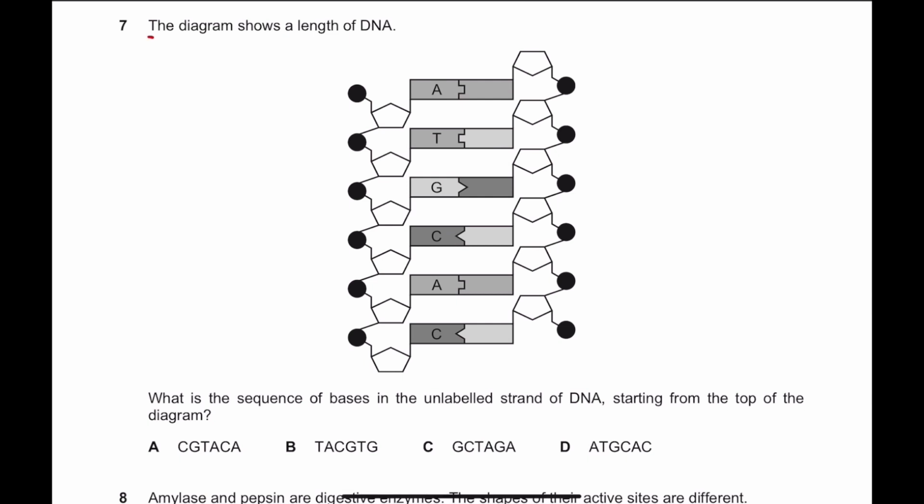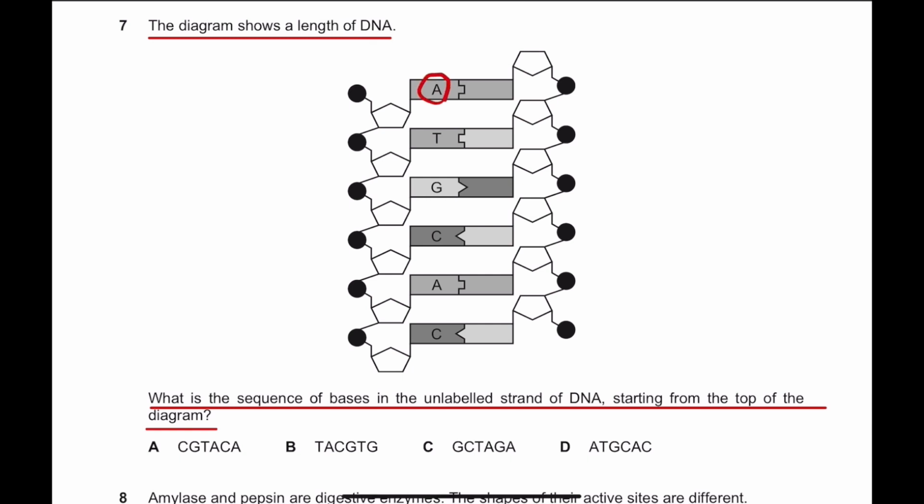Number 7. The diagram shows a length of DNA. What is the sequence of bases in the unlabeled strand of DNA, starting from the top of the diagram? So, starting from the top to the bottom.